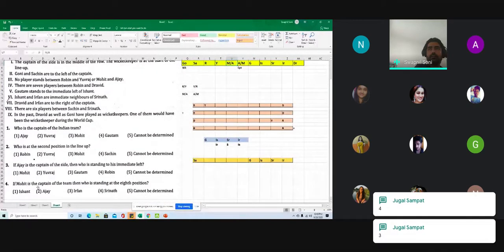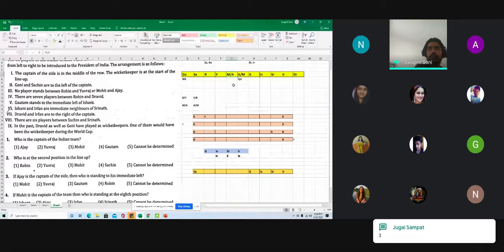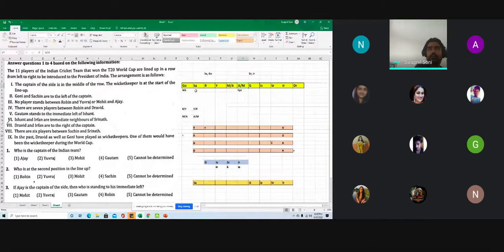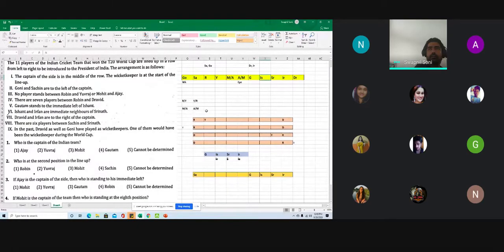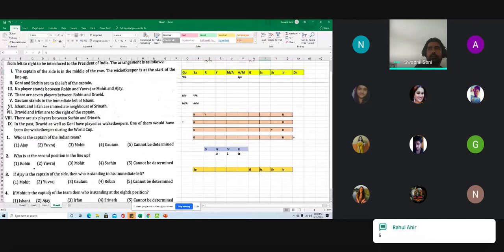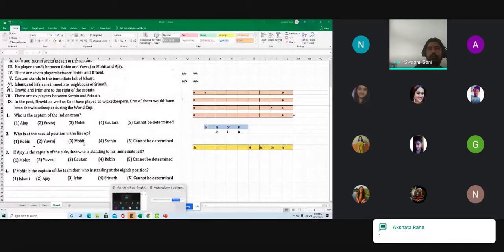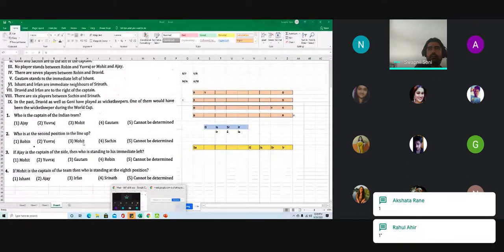If Mohit is the captain of the team, then who is standing at the 8th position? अगर Mohit captain हुआ, तो 8th में कौन है? 1, 2, 3, 4, 5, 6, 7, 8. Doesn't matter who the captain हो. 8th position goes to Ishant. So option 1. Clear? Anybody? Any doubt?